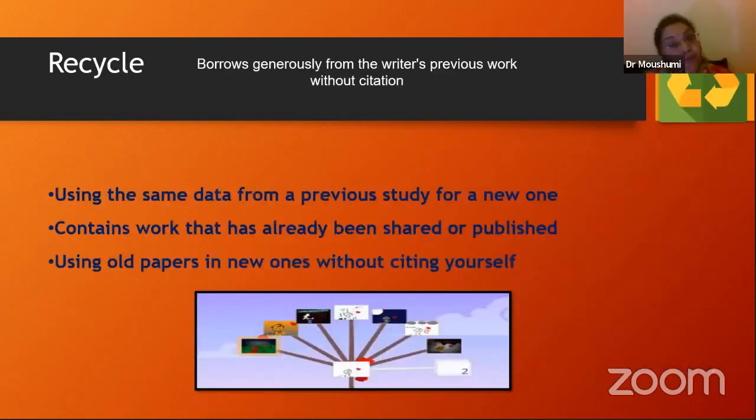Recycle. You recycle from your own previous work. You just change some words, or you change the way of writing, and then you put it as if it's a new work without any citation. Remember, friends, you need to cite yourself as well. In review of literature, I've also told you that you need to cite your own work as well. If you do not do it, it is recycled plagiarism.